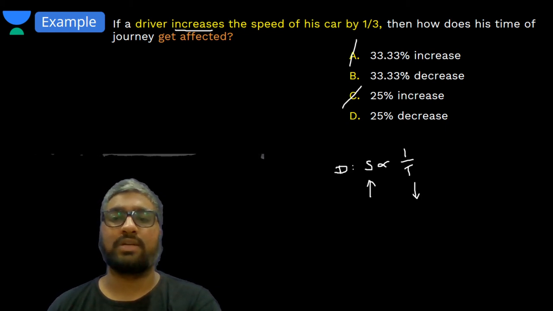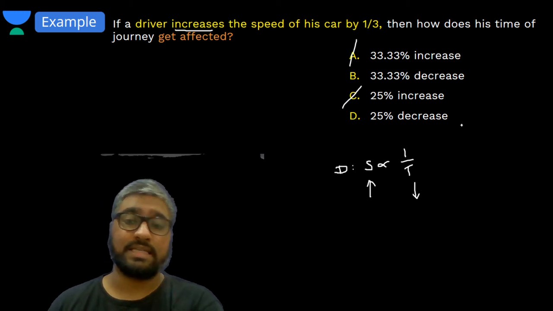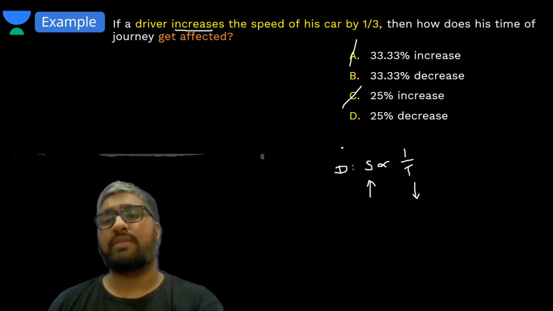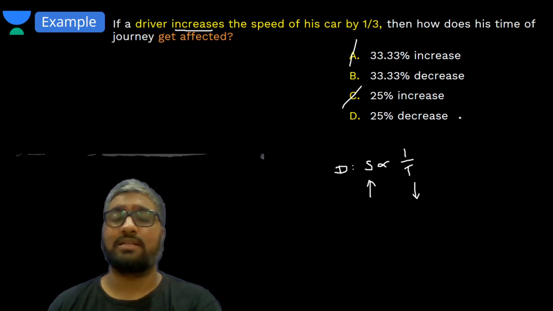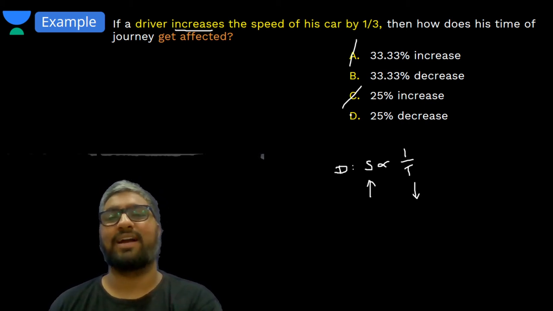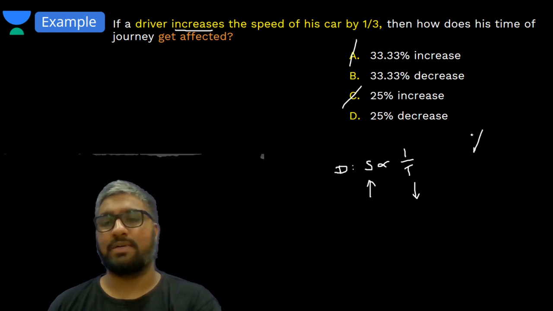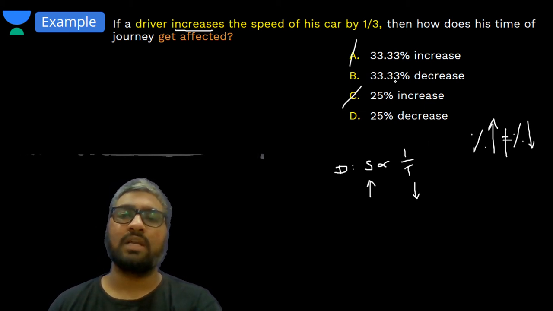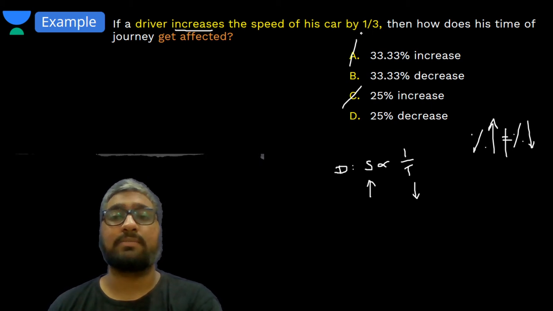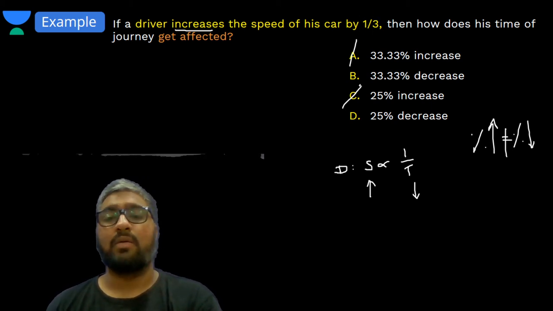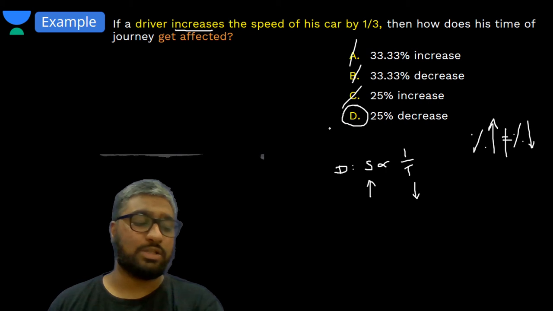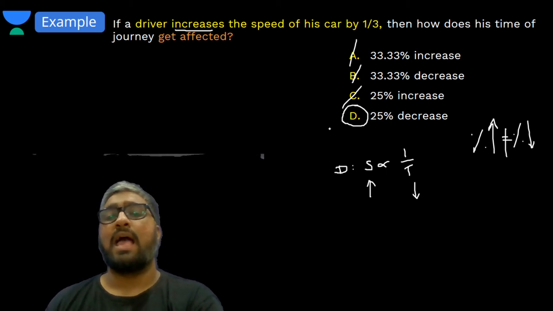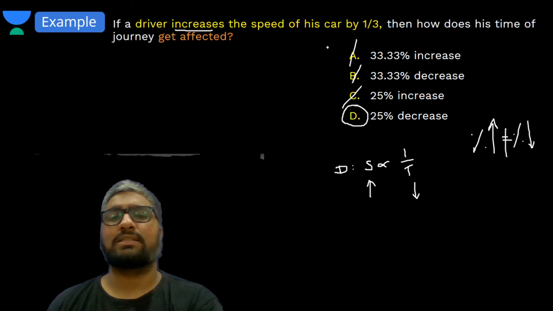Now between 33.33% decrease and 25% decrease, I have to choose. Everybody who's attended my percentages session knows for a fact that percentage increase and percentage decrease are never, ever equal. One third is nothing but 33.33%. So 33.33% increase will not lead to 33.33% decrease, which means the only answer left is option D, 25%.